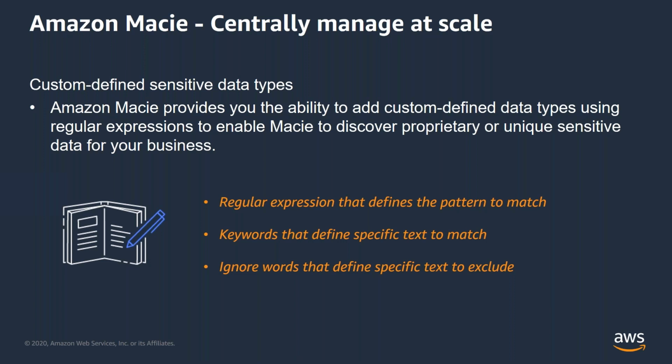We provide customers an interface where they can actually define these custom data identifiers per account, and based upon their needs, they can add several of these custom data identifiers, which can then be included as part of the scope of the inspection jobs. We further refine the search of these custom data identifiers by giving customers the ability to include keywords or ignore words that can improve the accuracy of these findings.